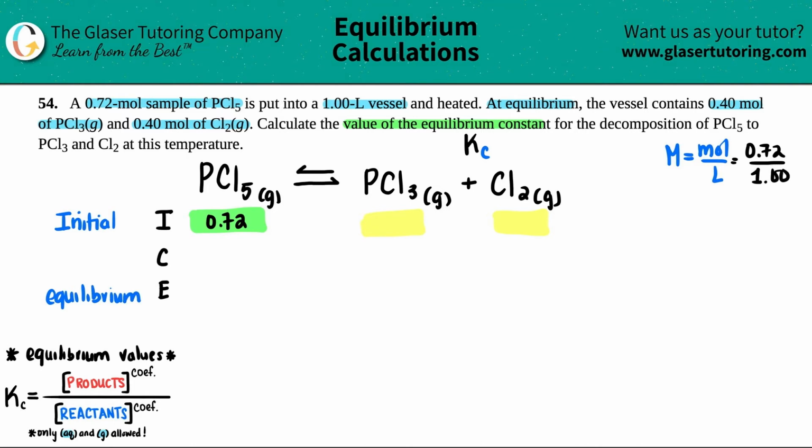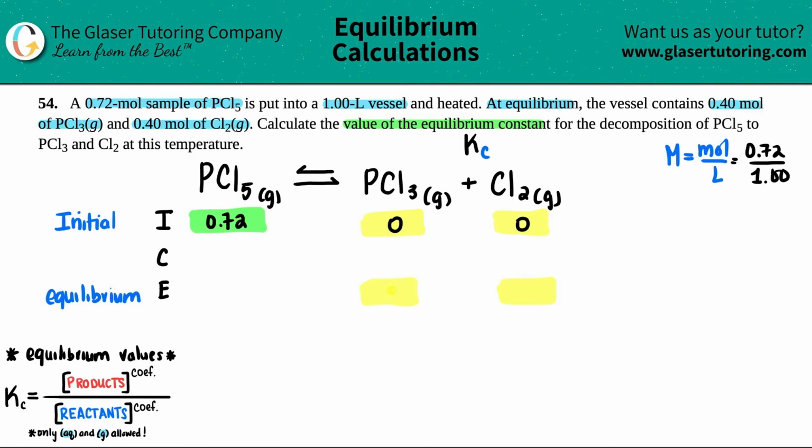So these values, the 0.4 and the 0.4, are not initial values, they're at equilibrium. So did I start with any PCl3 or Cl2? No, I didn't. So I'm going to put a 0 here, 0 for this and 0 for this. Now, let's fill in what we know. They did say that at equilibrium, I now have 0.4 moles of PCl3 and 0.4 moles of Cl2. Those are the numbers that go down here on the E line, E for equilibrium.